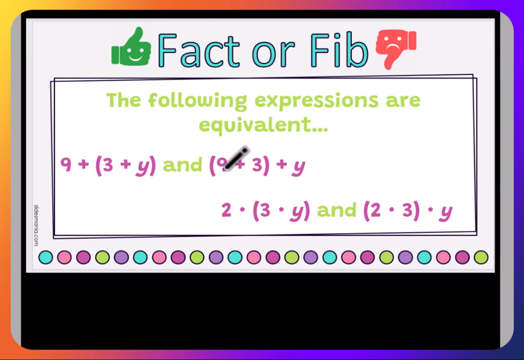Because PEMDAS says to do parentheses first. But everything was all addition. The numbers didn't change, the variable didn't change. So would you get the same answer? Sure you would. If you're not sure, substitute a value for the variable. I'm going to substitute a 2 for the y. Parentheses first, 3 plus 2 is 5. Add that to 9, we get 14. Let's do the same thing over here. Substitute a 2 for y. PEMDAS says do parentheses first. 9 plus 3 is 12, plus 2 is 14. Same answer. They're equivalent.